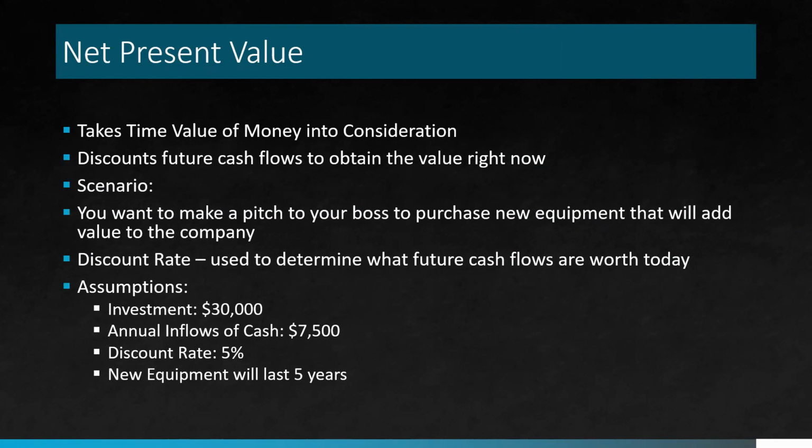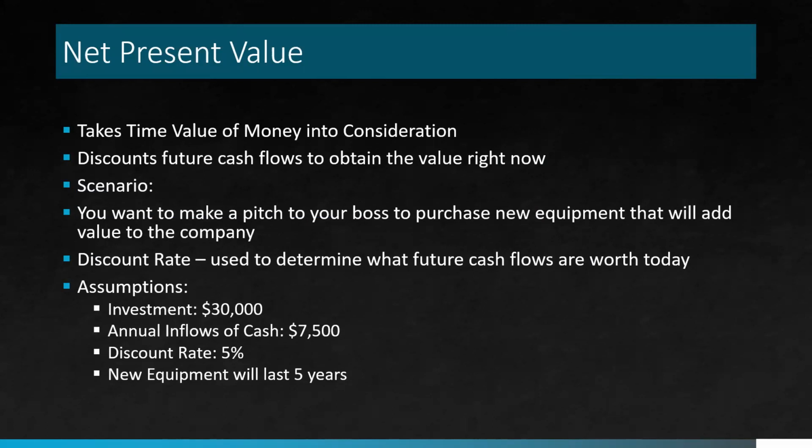So I'm going to start out with a scenario. You want to make a pitch to your boss to purchase a new piece of equipment that's going to add value to your company. And as I stated, it discounts future cash flows. So you need to determine a rate of what you want to use as your discount rate. And that's used to determine what your future cash flows will be worth today. Remember that present value that we learned about.